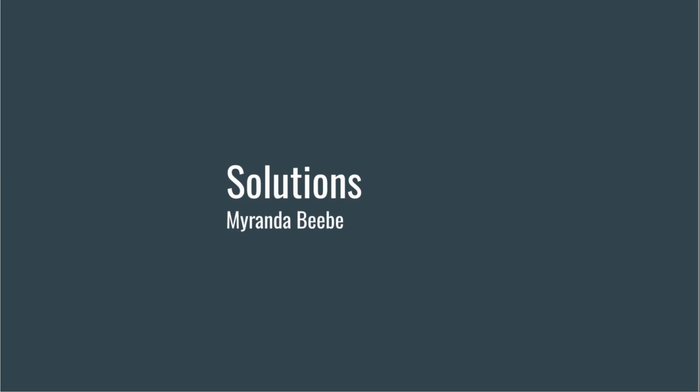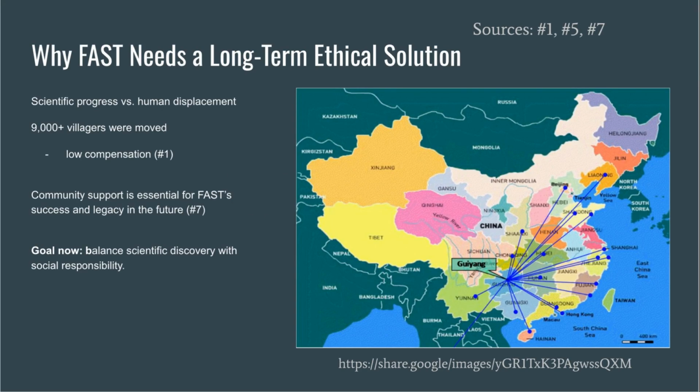So, FAST's construction created major tension between scientific progress and the impact on the local communities. More than 9,000 villagers were relocated to create a radio quiet zone around the telescope, cited in Source 1 and Source 5. Each displaced resident received roughly 12,000 yuan, or about $1,800 US, which raised concerns about whether this was truly enough to restart a life, as cited in Source 1 and Source 5.